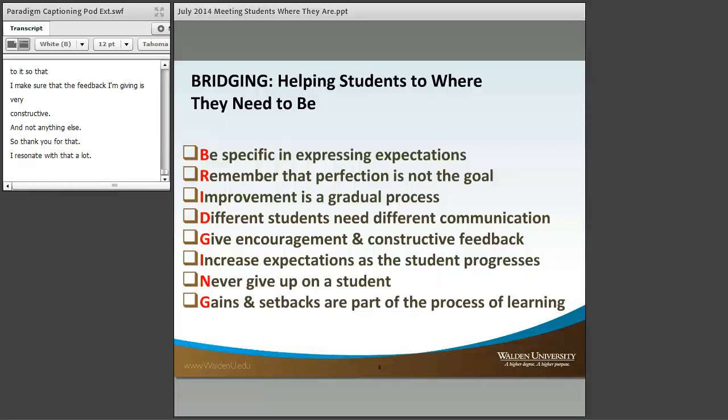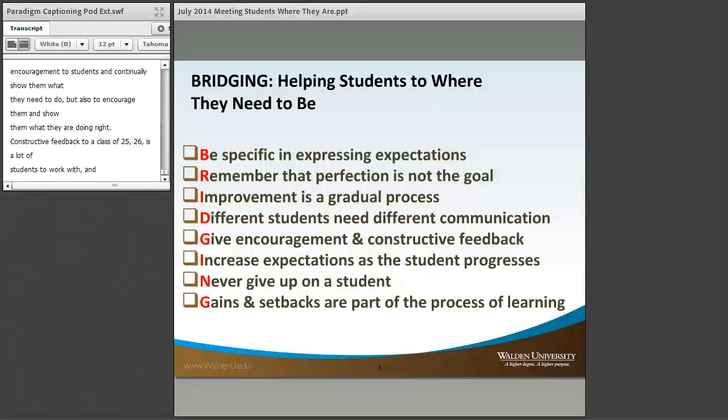Well, while the others are typing, I find it very challenging to continually give that encouragement to students and continually show them what they need to do, but also to encourage them and show them what they are doing right. Constructive feedback to a class of 25, 26 is a lot of students to work with, and I know that some faculty are teaching more than one class.